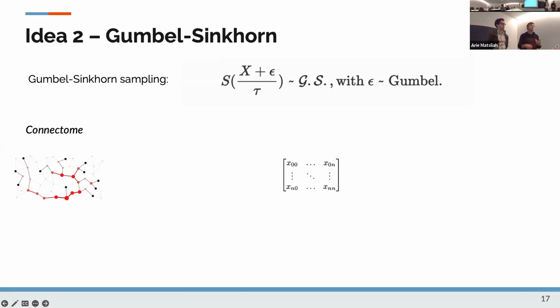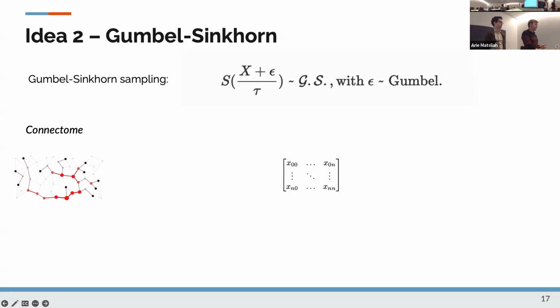But this allows you to sample from a discrete matrix, and we still need to make it doubly stochastic, because it is a permutation matrix. So, where S is the Sinkhorn operator, you take your square matrix with positive elements, add some noise to it sampled from Gumbel noise, divide it by some temperature, throw it in the Sinkhorn operator, and your output is a perfect permutation matrix. That's at least the theory.